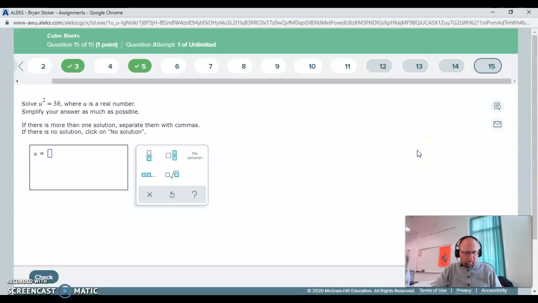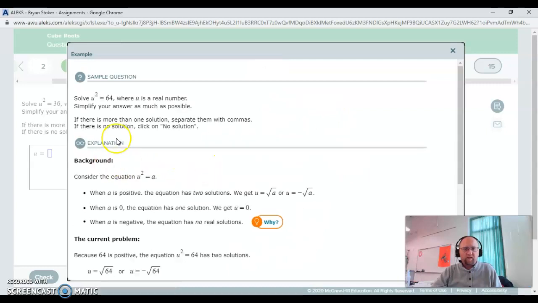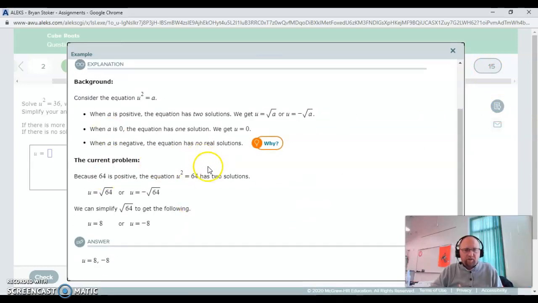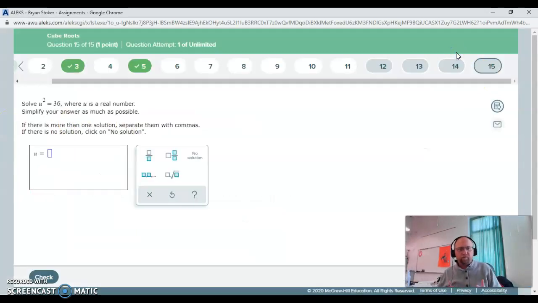This assignment has multiple opportunities to get the best score possible, and each question has different attempts. And again, every question has an example. So if you don't remember how to solve it, open up that example right there and read it. It'll show you how to do the problem. I know what you're saying: but Mr. Stoker, this one says 36 and this says 64. Right. They're showing you how to solve it, not how to get the answer on the page. What we want you to learn how to do is solve problems.